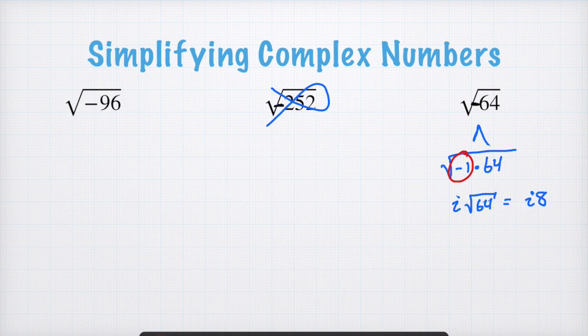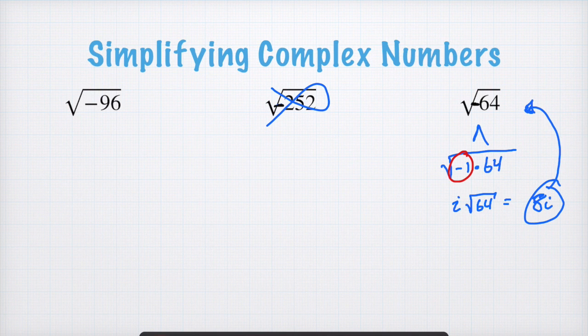Or let me rephrase that. We put our number first, 8i. So that 8i is the same thing as the square root of negative 64. This is the imaginary number that goes along with that question that's being asked.